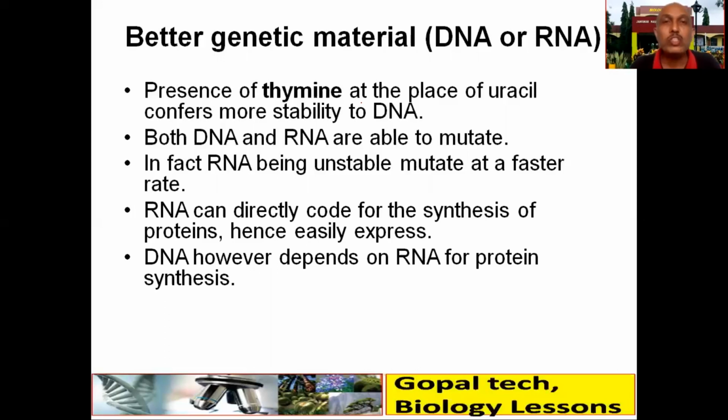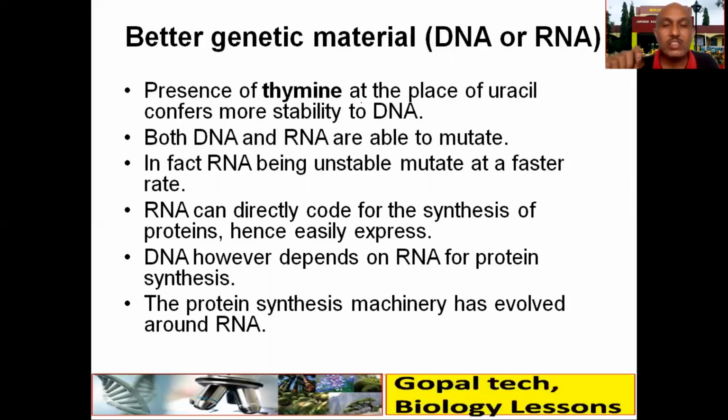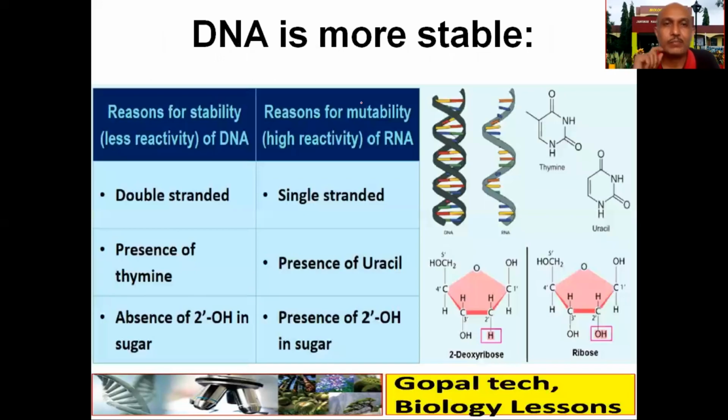But which is the most stable genetic material? DNA is the genetic material. The protein synthesis machinery has evolved around the RNA. So RNA is the first genetic material, but the better genetic material is DNA. Now see here, we have just listed out the reasons for stability, that is less reactivity of DNA, and the reasons for mutability, that is high reactivity of RNA.